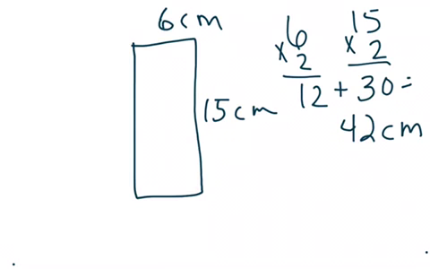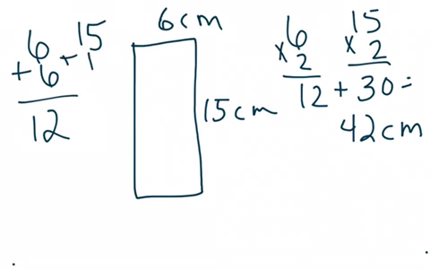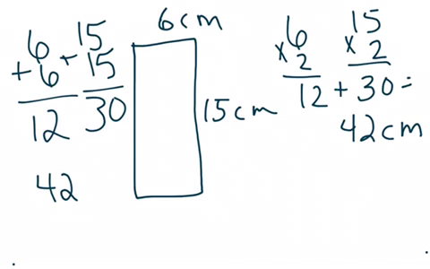Another way of doing that is you could add those, right? You could go 6 plus 6 is 12, right, kiddos? And you could do 15 plus 15 is going to equal 30, and then you add those two up, and you also get 42 centimeters, because this side is equal to this side, and this side is equal to this side.